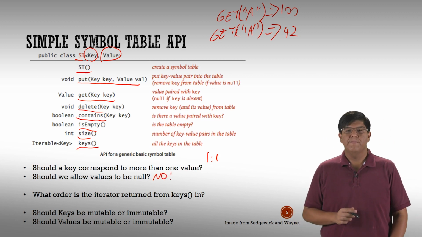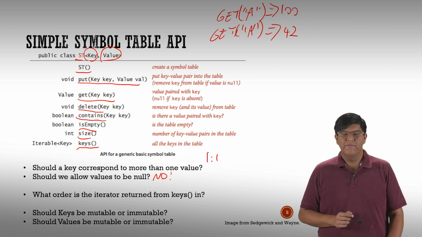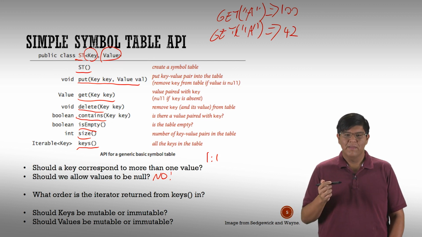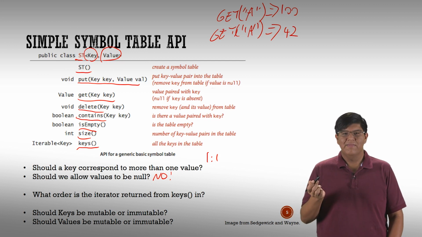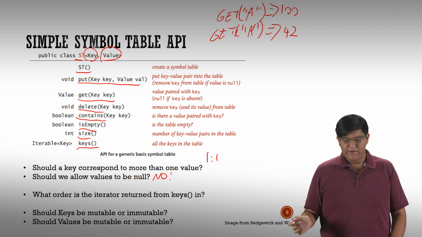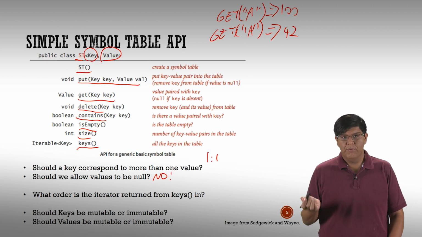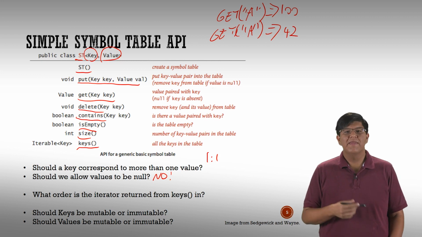All right, middle question. What order is the iterator returned from in keys? Okay, so keys, right? You said I can look at everything that's inside of a symbol table. What order is that going to be in? Well, what do you think? So here, there isn't going to be an order, right? I don't know. There's nothing in my description here to suggest what order it could be in. So it could be in the order that I insert them in. They could be in a sort order. They could be in any order, right?